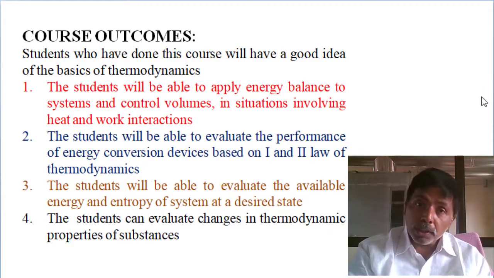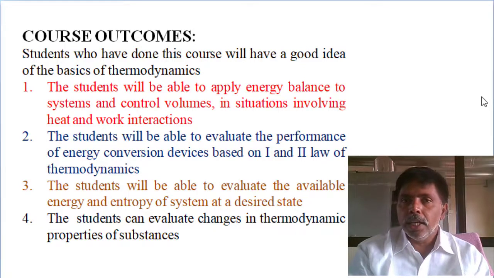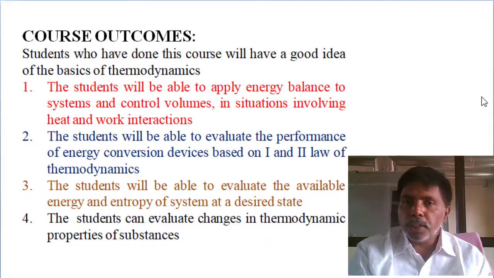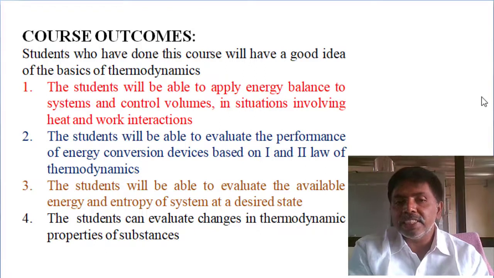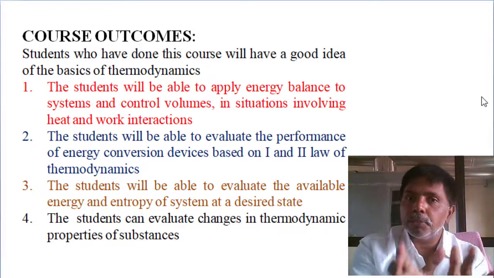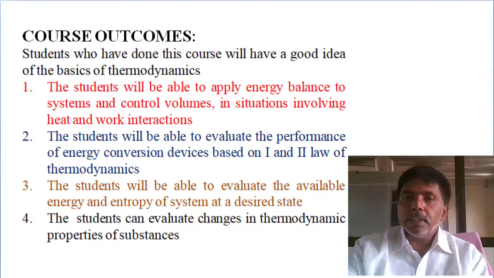Entropy concepts, what is availability? Once we know the molecular disorderness by the process is increasing, how much percentage increasing we know, then unavailability we can calculate. Total minus unavailability will give the availability. Fourth one, the student can evaluate changes in thermodynamic properties of substance. These outcomes I am expecting from my course engineering thermodynamics.